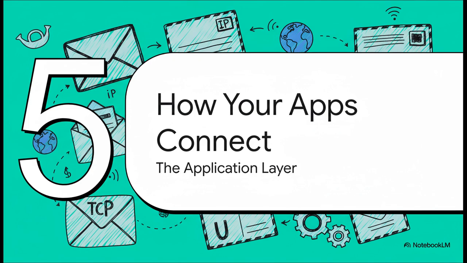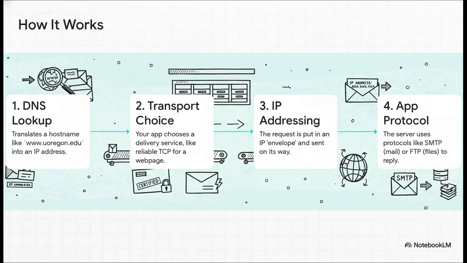This is where we find all the protocols that our apps actually use. They're the ones that determine the content and the format of the letters that we're sending in all those digital envelopes. And this is where we see the whole thing come together. So when you type a web address into your browser, DNS acts like the internet's giant phone book to find the right IP number. Your browser then chooses TCP for a reliable delivery.